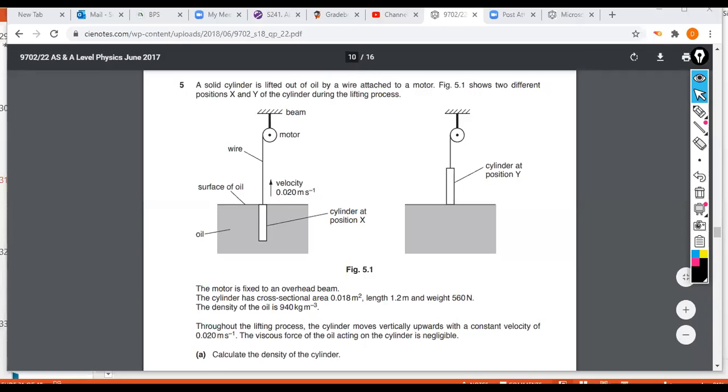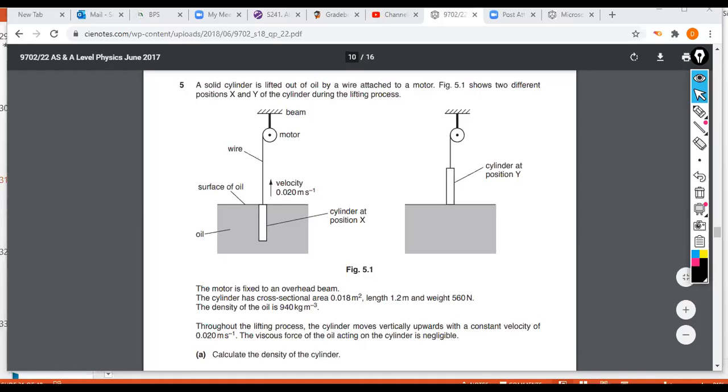It says a solid cylinder is lifted out of oil by a wire attached to a motor. Figure 5.1 shows two different positions, X and Y, of the cylinder during the lifting process. The motor is fixed to an overhead beam. The cylinder has cross-sectional area 0.018 meters squared, length 1.2 meters, and weight 560 newtons. The density of the oil is 940 kilograms per cubic meter. Throughout the lifting process, the cylinder moves vertically upwards with a constant velocity of 0.020 meters per second, and the viscous force of the oil acting on the cylinder is negligible.